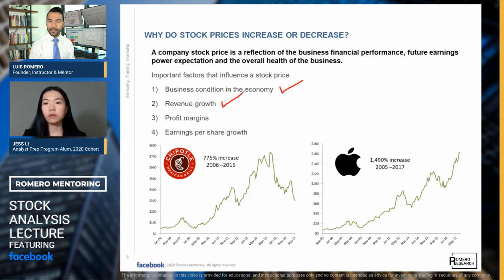This is something that we actually have in our stock investing program, where we laid out a stock investing strategy known as alpha growth stocks.